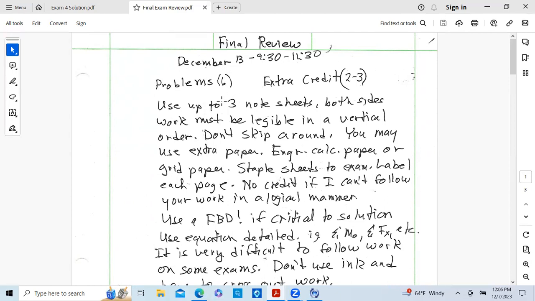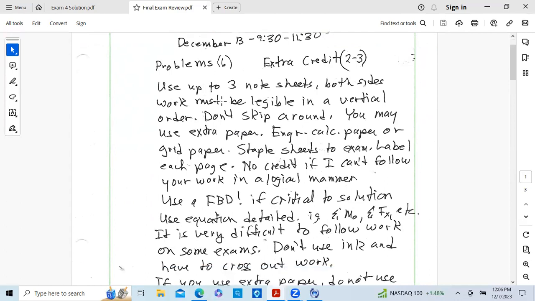You can use up to 3 note sheets. I caution you, you don't want to be thumbing through. Well, you'll sort of know where your notes are at for particular problems, but you can use up to 3 note sheets, both sides, 8.5 by 11.